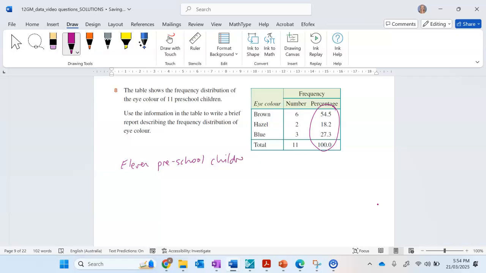Children were surveyed on their eye color. You can say the same thing many ways. I'm just kind of going with whatever is coming to my mind. The majority, which was brown. The majority, which is 54%, had brown eyes.